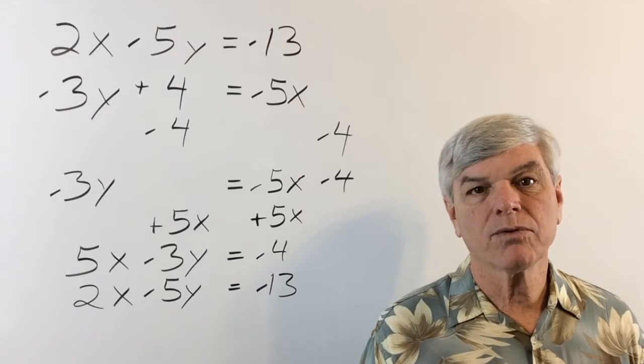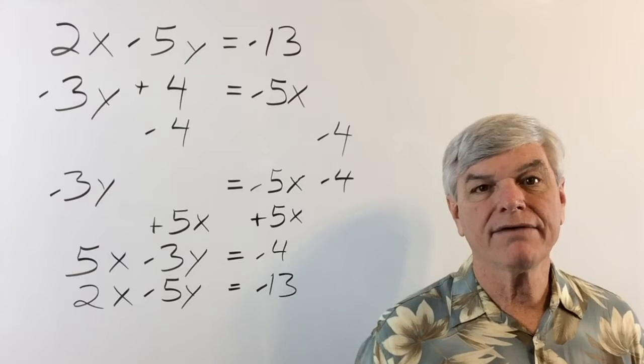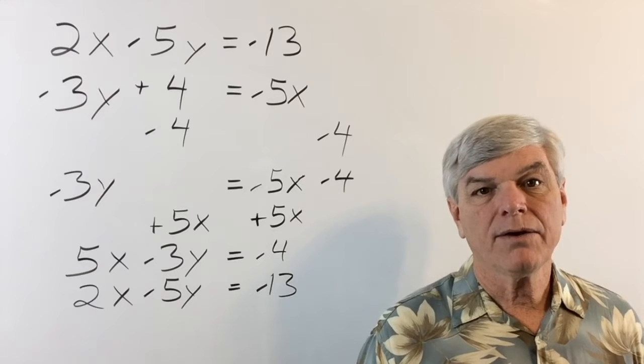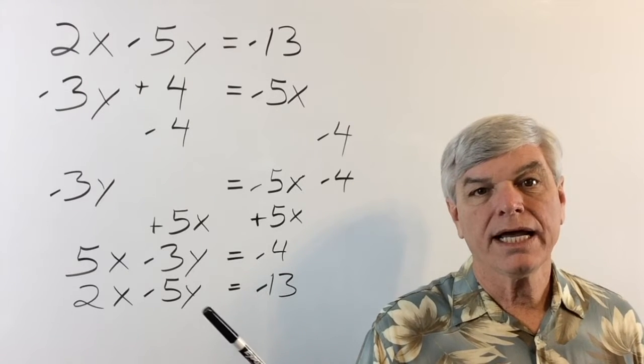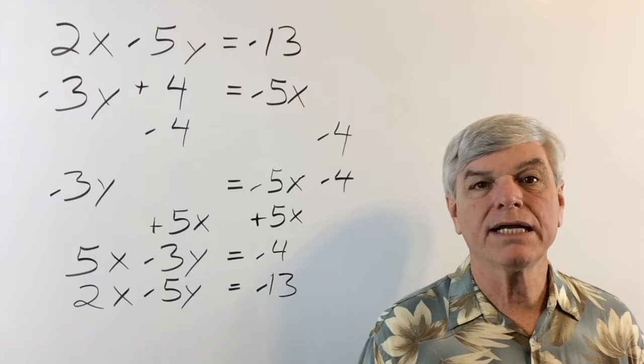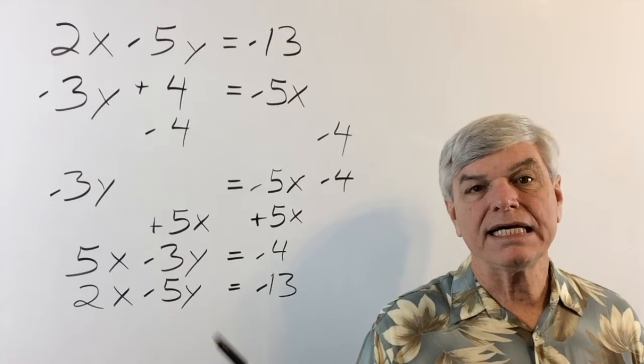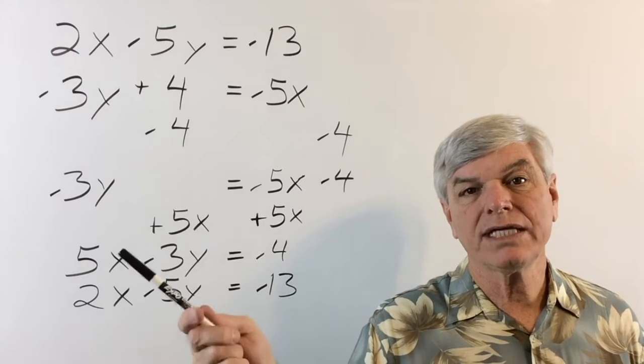However, let's look at it real quick. What do you think is the easiest variable to eliminate? We got 2 and 5 there, and we got 3 and 5 here. I know it's negative 3 and negative 5, but anyways, that's going to give you 15. That's going to give you 10.